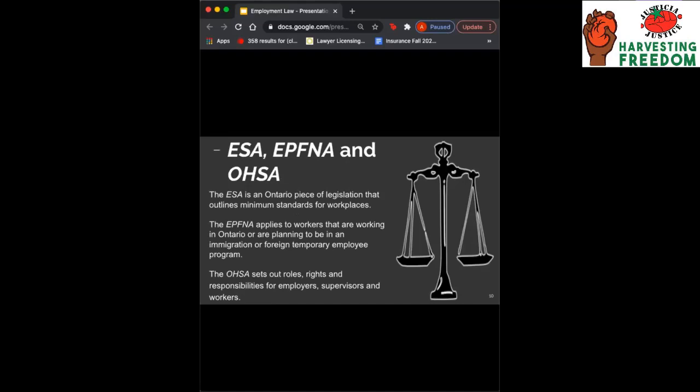So our presentation provides an overview of two relevant pieces of legislation, the Employment Standards Act, called the ESA, and the Employment Protection for Foreign Nationals Act, the EPFNA. The ESA is an Ontario piece of legislation that outlines minimum standards for workplaces. Agricultural employees are protected under the ESA. The relevant standards and rules depend on the category the worker applies under.